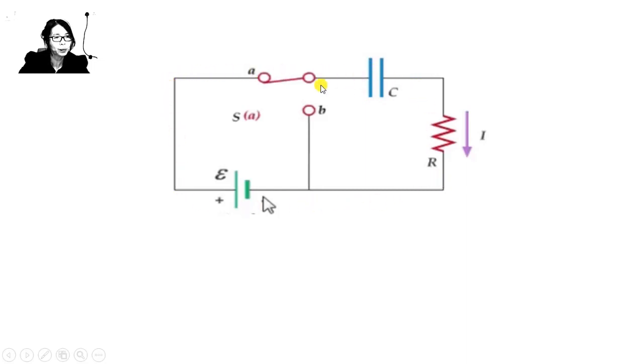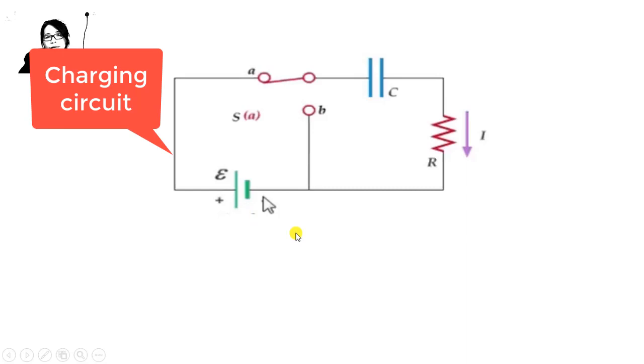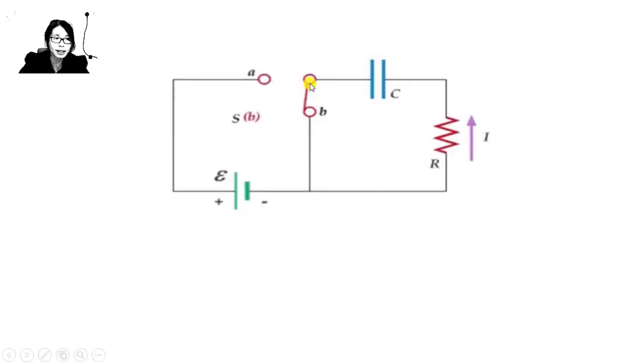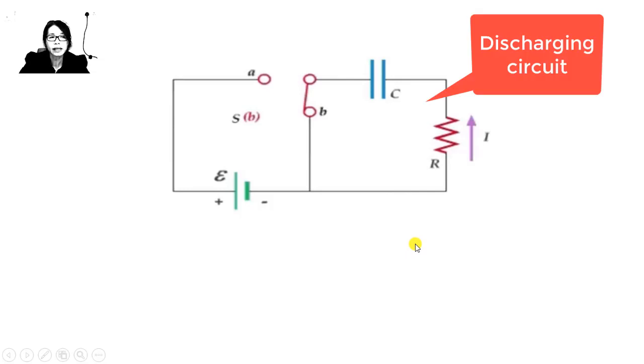The presence of the battery tells us that this circuit is the circuit for a charging process. However, if the switch is now flipped to B, the circuit will be composed of a capacitor, the resistor and the switch, without a power supply. When I trace it out, there is no power supply for this circuit. So this circuit is a circuit for the discharging process.